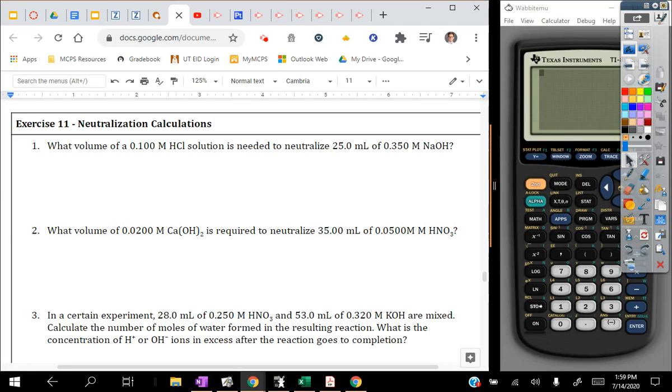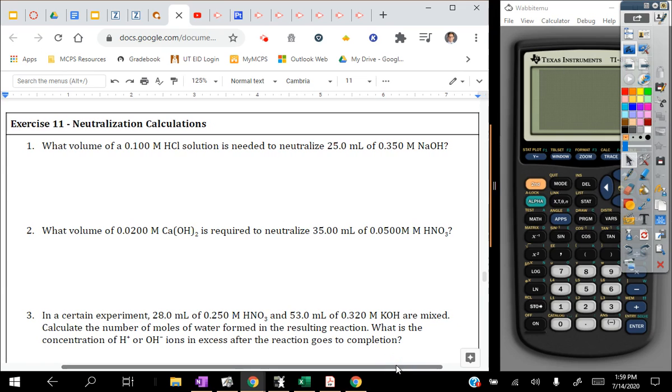Hello, class. This lesson is a continuation of a sequence dealing with solution stoichiometry. In our last lesson, we discussed acid and base reactions, and now we are going to do an application of both the dilution equation and acid-base reactions. Here we're going to look at neutralization calculations in exercise 11.